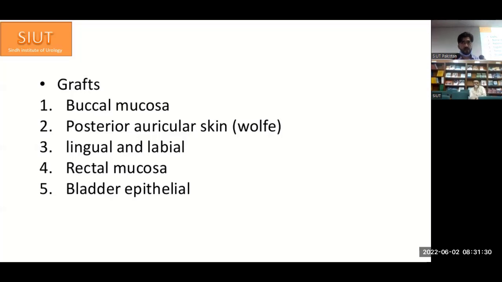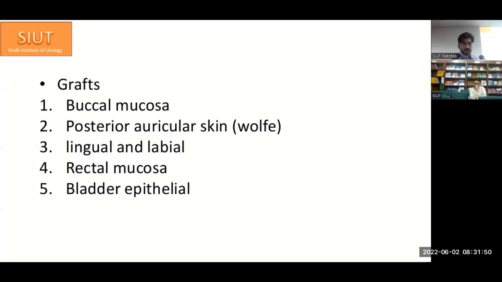Sir, the first thing is that donor site healing is very good, and you can take the graft as much as you want. More than 6 centimeters of graft can be used. How much graft can we take from the buccal mucosa? In total about 16 centimeters.